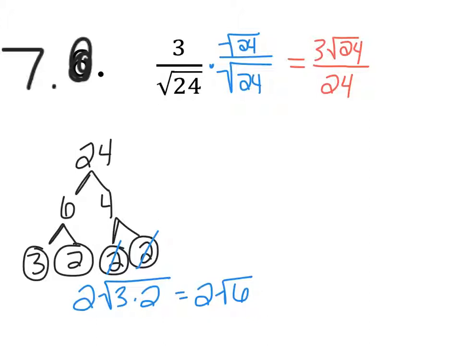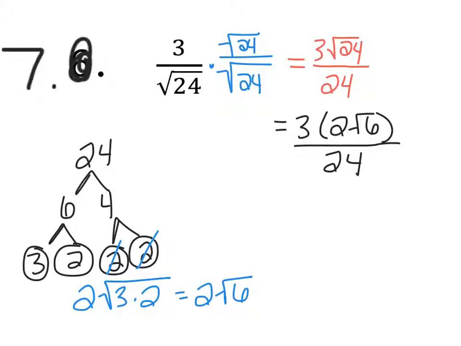Now going back up to our problem, we'll have 3 times, what's another way of writing square root of 24? 2 square root of 6. That's what it reduced to, over 24. Now, we can multiply this 3 and 2. 3 times 2 gives us 6 square root of 6 over 24.